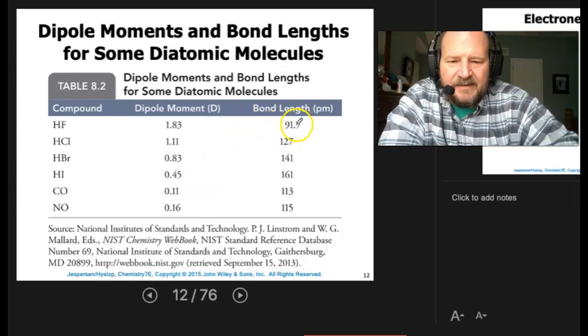Now let's look at the bond length. The shorter that bond is, the bigger the moment is, which is not what you're expecting. It should be the opposite of that, which is what we were just looking at. So what else is going on in here?